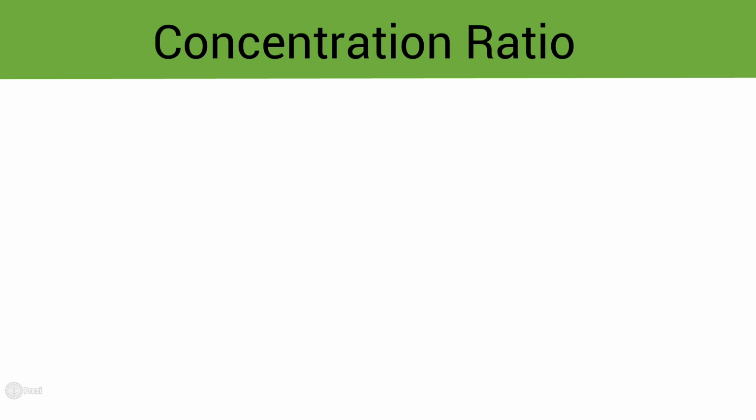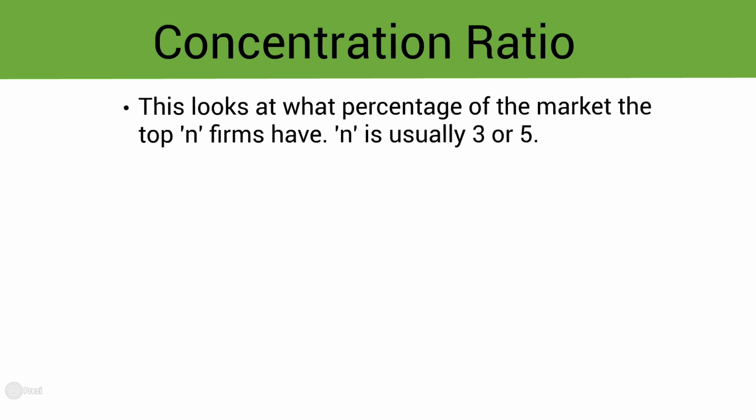Now let's look at how we can measure competition. One way we can measure competition is to use concentration ratios. We can get an indication of how competitive a market is by looking at the concentration ratio, which shows us what percentage of the market the top N firms have. N is usually 3 or 5.